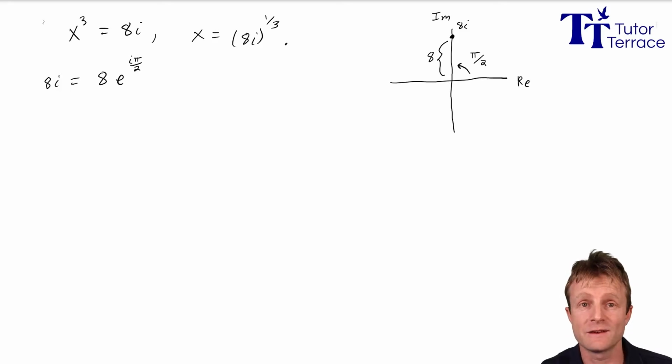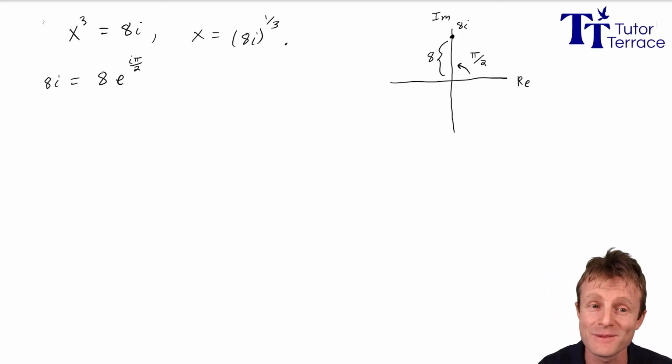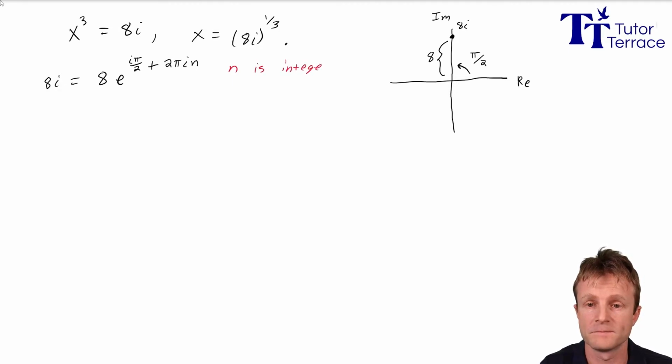But that's not the only polar form of this complex number. Remember, the angle is ambiguous because you could also do pi/2 plus 2 pi. Remember, 2 pi is going all the way around the circle. In fact, you could also do pi/2 plus 4 pi, or 8 pi, or 28 pi, or minus 36 pi. You could do i times (pi/2 plus 2 pi n), where n is an integer. So this is the general polar form of the complex number 8i.